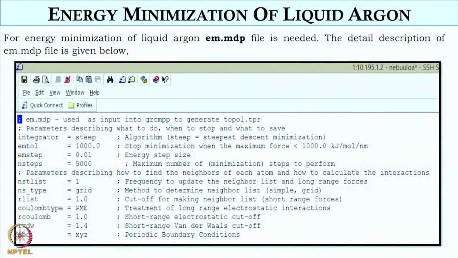Okay. So for energy minimization, we'll need an MDP file. But instead of minimization, in principle we could do direct simulation. But it may not be effective, because if we energy minimize, we'll get a local minimum. With minimization, if you go ahead, the chance of a successful simulation is much higher. And the properties like diffusion or potential energy which we want to calculate will have a better value.